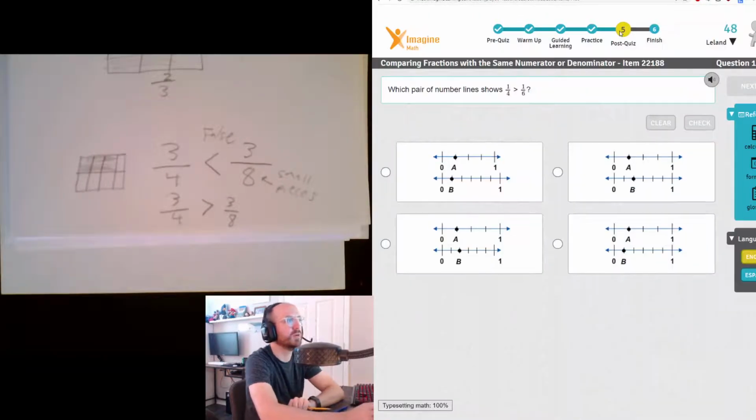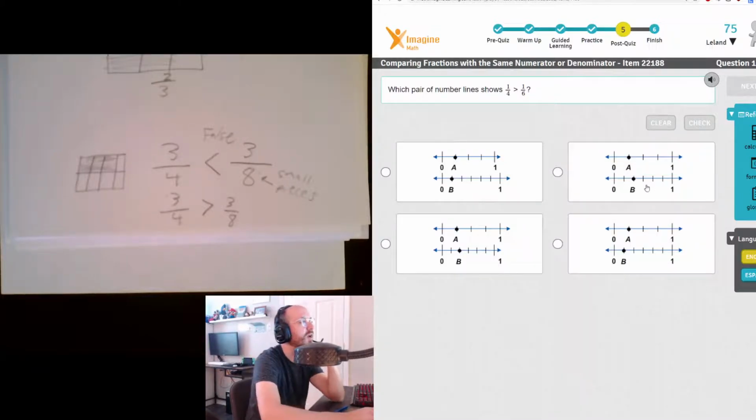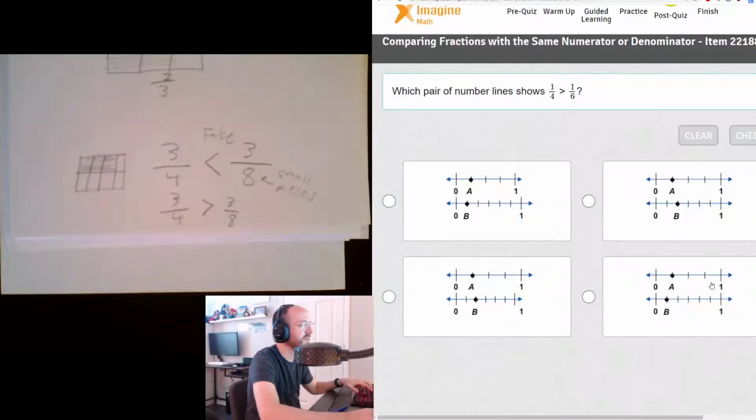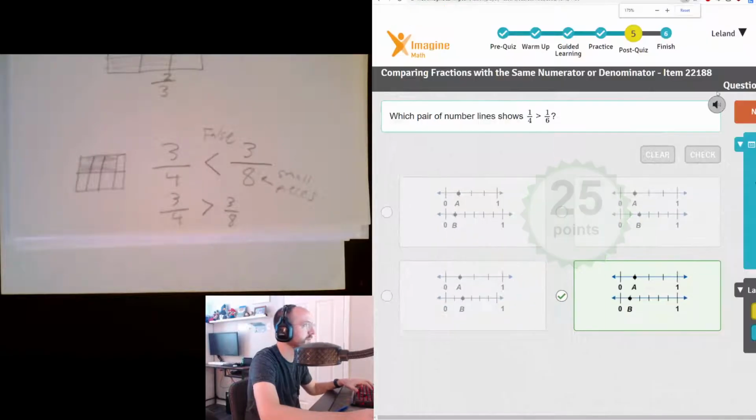I'm going to go to the post quiz and just do a little 1 or 2 problems with you. 1/4 is greater than 1/6. True. Look, these are not equal. You want the number lines to be exactly the same. So this is not a good comparison. I like that. Okay, 1/4 is more than 1/6. Bang. Getting lots of points.